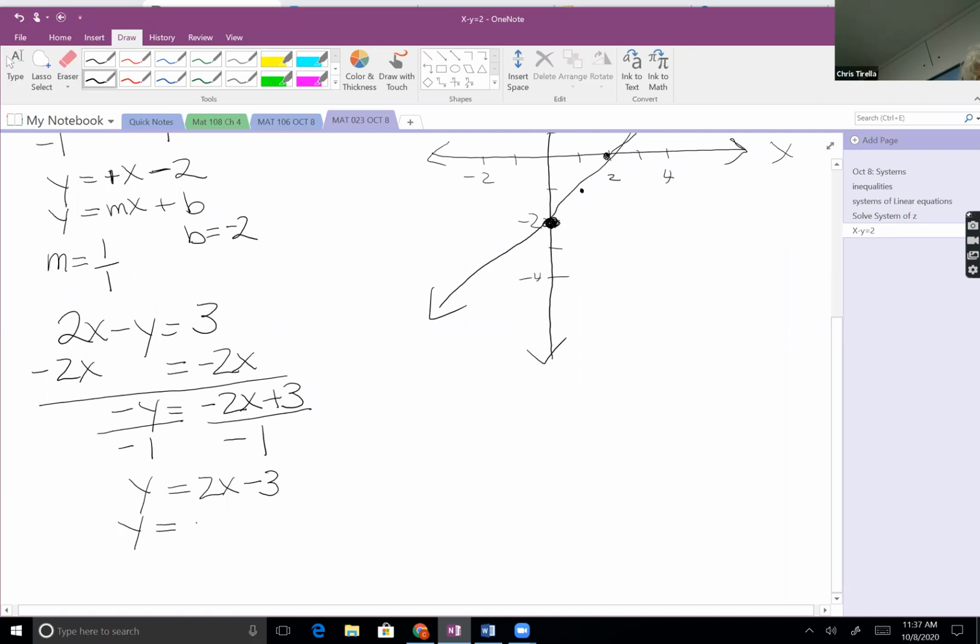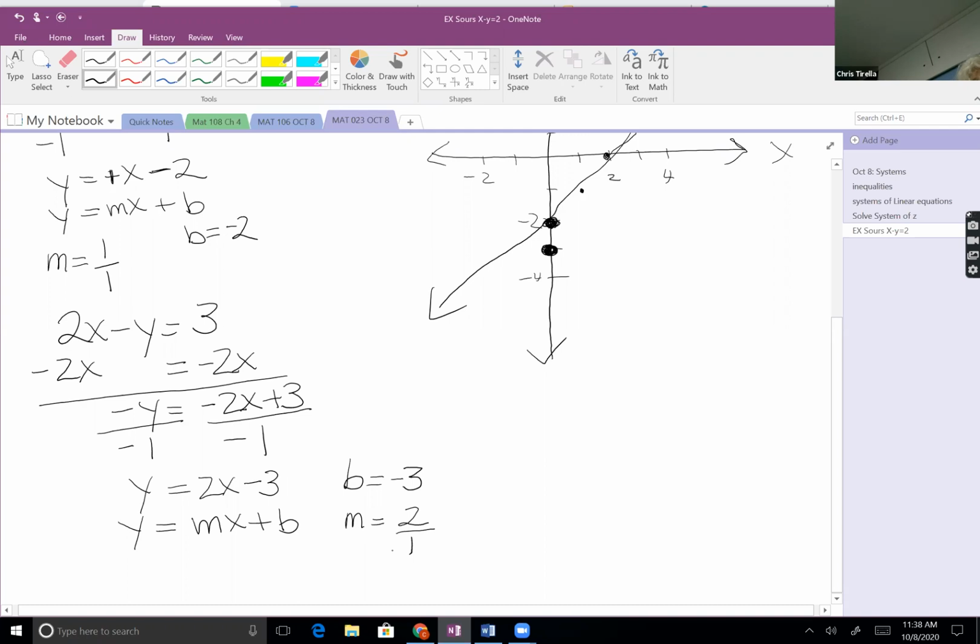Comparing it to y equals mx plus b, alphabetical order, I'll start with b. b is negative 3. b tells me where to begin. So I'll begin at negative 3 on my y-axis. M, the x coefficient, is 2. As a fraction, it's 2 over 1.